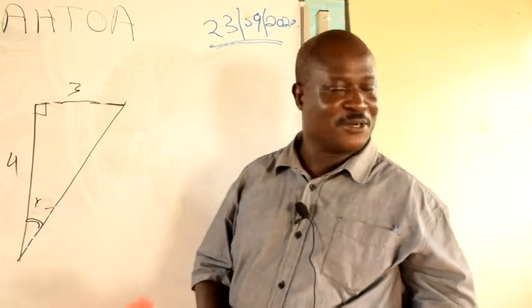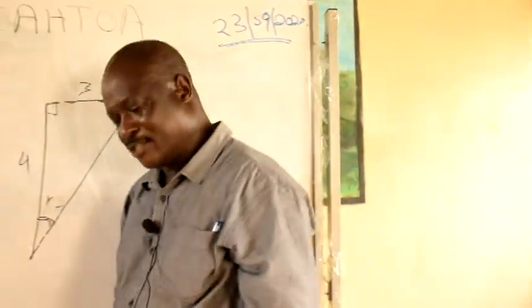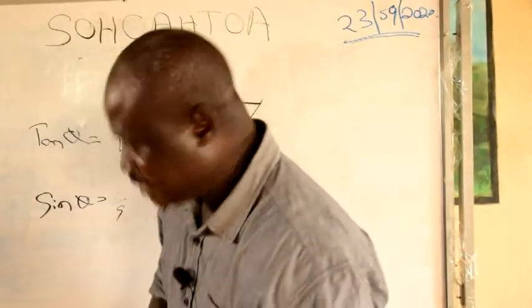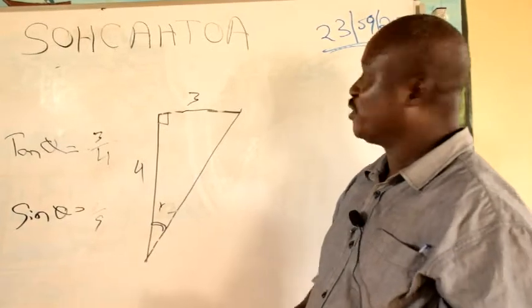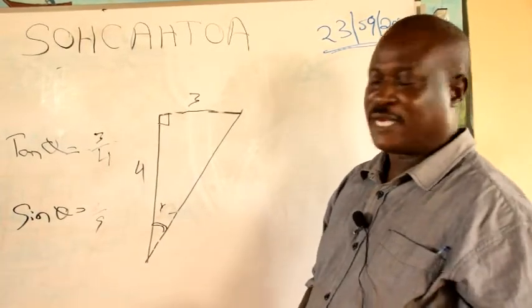But thank you so much, because you will always be remembering SOHCAHTOA. SOHCAHTOA is what? Sine is equal to opposite over hypotenuse. Cosine is adjacent over hypotenuse. Tangent is opposite over adjacent.